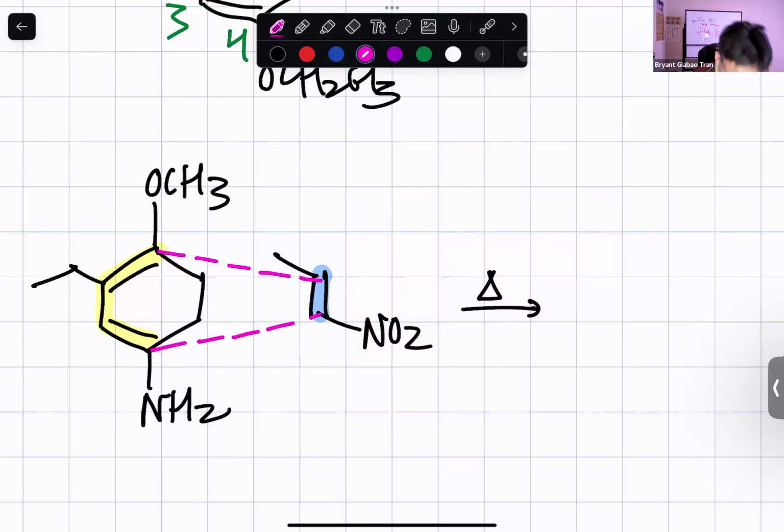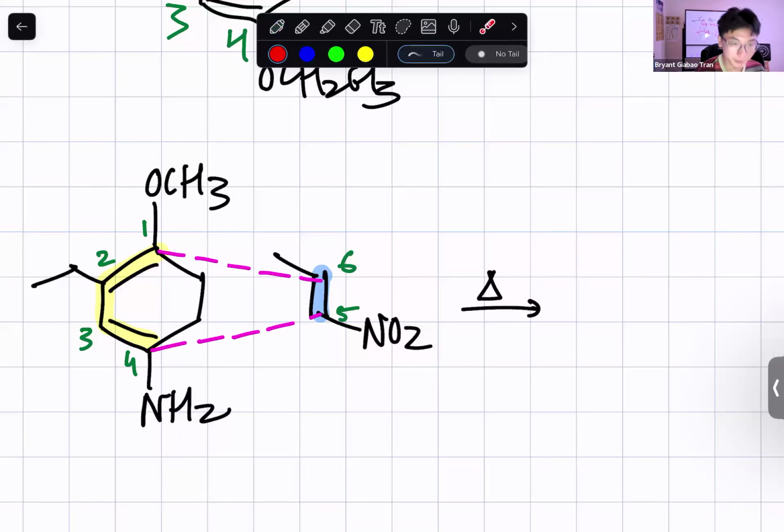And now I like to figure out where my charges are at. So let's look at the diene. Let's say this is 1, 2, 3, 4, and dienophile 5, 6. Where would the negative charge be? Would there be one negative charge or multiple negative charges? Yep, there would be multiple negative charges at what carbons? 1 and 4. That's right.